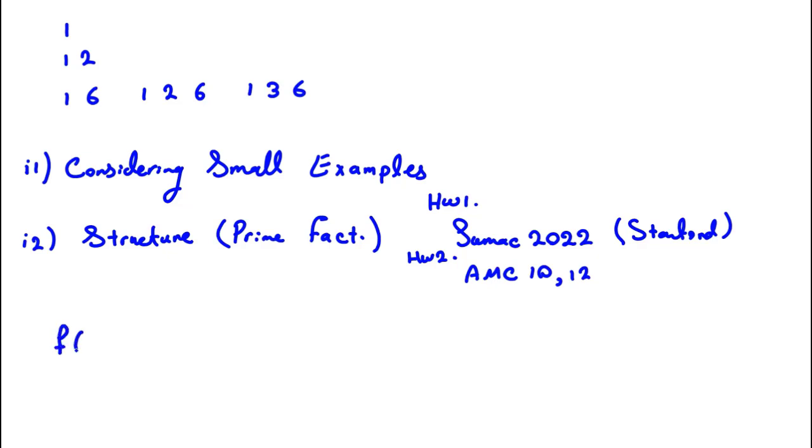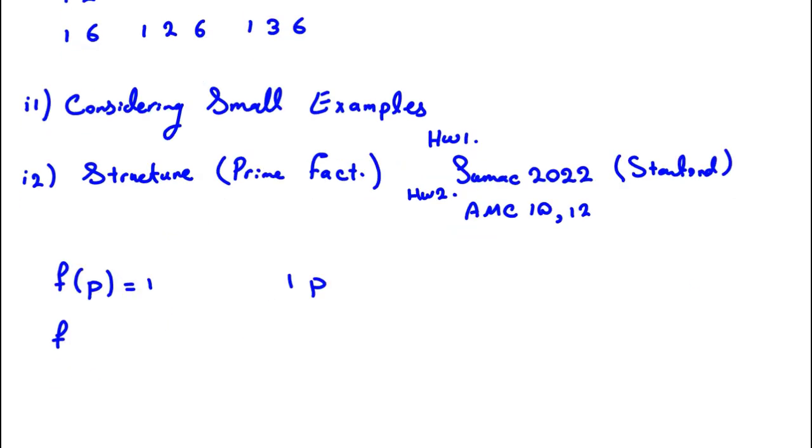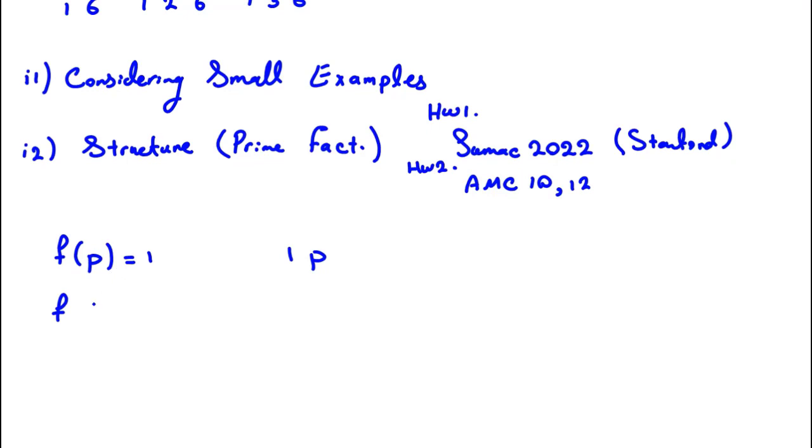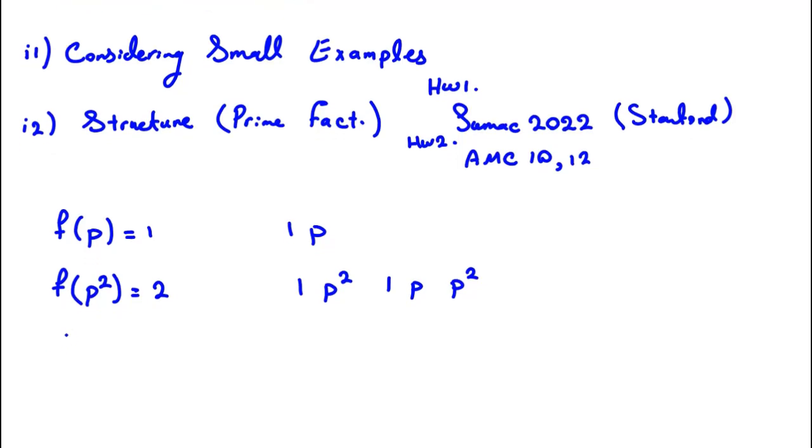We want to say f of prime is what? F of prime is what? 1, next one is p, so it is 1. Then I want to find, for example, f of p to the power of alpha. So let's consider, for example, p squared. It is 1, p squared or 1, p, p squared. So it is 2. Now we can consider f of, for example, p cubed.